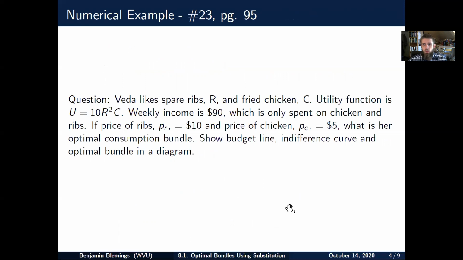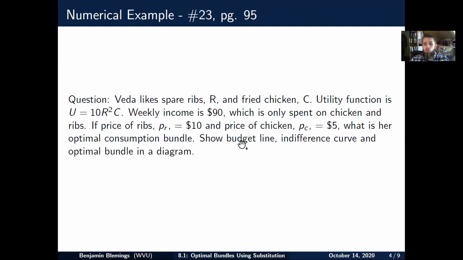This is number 23 on page 95 of the book. We know that Veda likes spare ribs, R, and fried chicken, C. Her utility function is 10 ribs squared times chicken. Her weekly income is $90, which is only spent on chicken and ribs. If the price of ribs is $10 and the price of chicken is $5, what's her optimal consumption bundle? How much ribs and chicken should she consume?